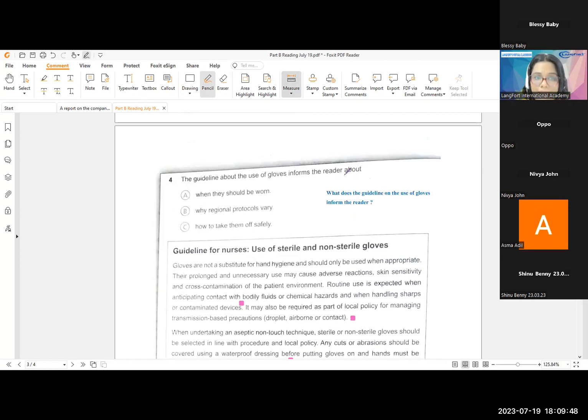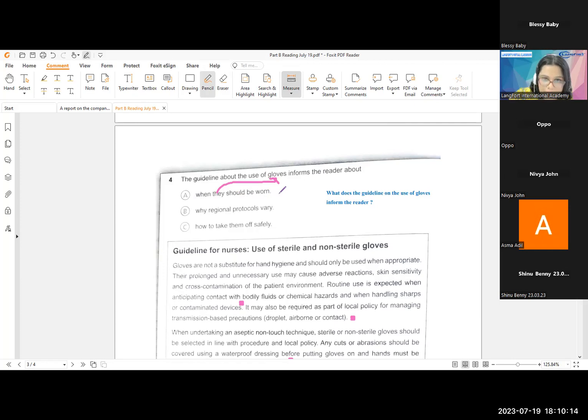Okay, now let's have a look at the options. Let's see, this is an incomplete question. Can you read each option with the question for me, please? The guideline about the use of gloves informs the reader about when they should be worn. Does the guideline tell us when they refer to the gloves? So does the guideline inform us when the gloves should be worn? What do you guess? Maybe.